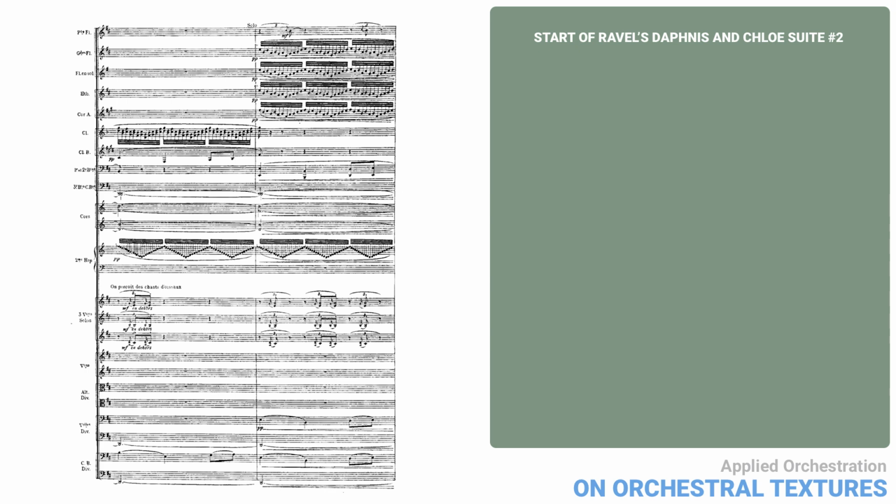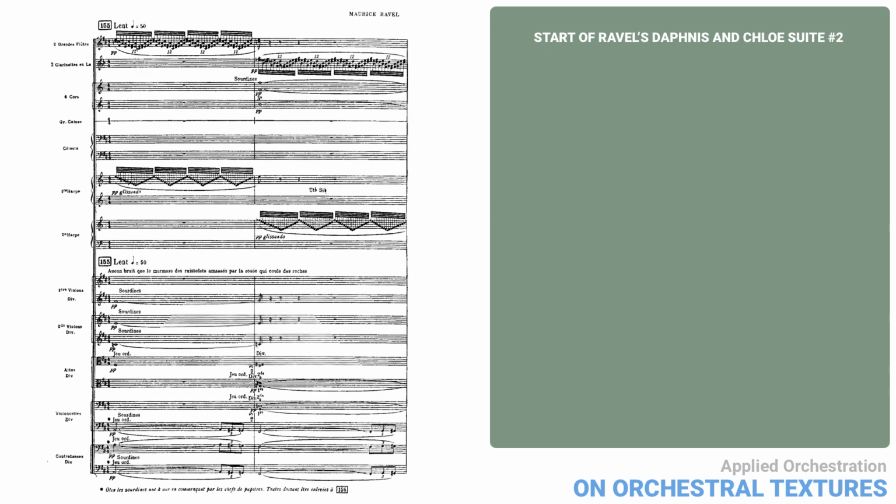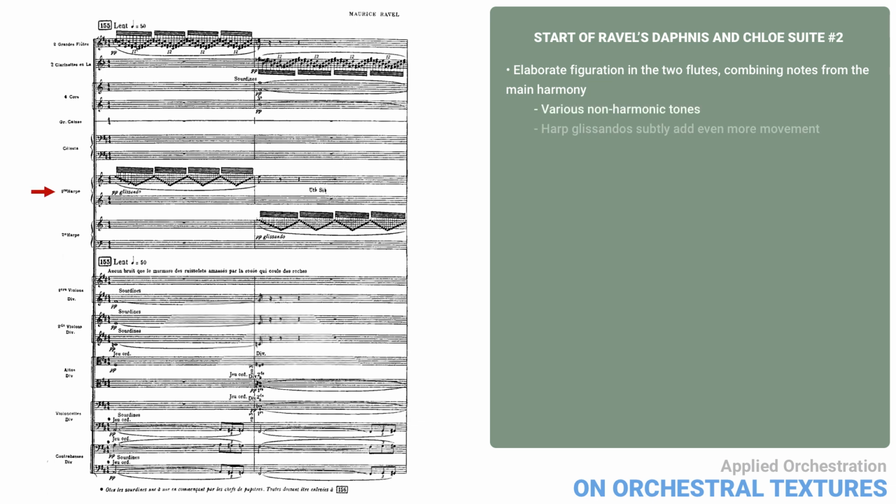This is the richest texture we've seen yet. It starts off very softly, with elaborate figuration of the two flutes combining notes from the main harmony, which appears in the strings with various non-harmonic tones. Harp glissandos subtly add even more movement.